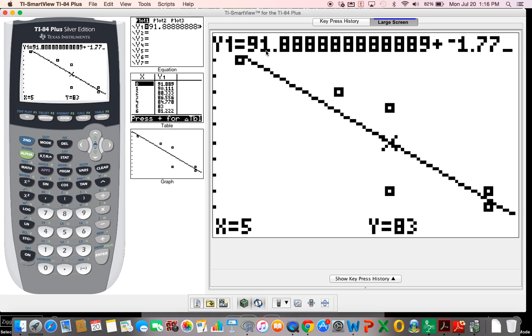That's why you use your calculator. Your calculator, when it does the predictions, used 91.88888888 a bunch of times, and then minus 1.77, and it went out quite a ways. So it doesn't round to two places, so it gets a better answer.